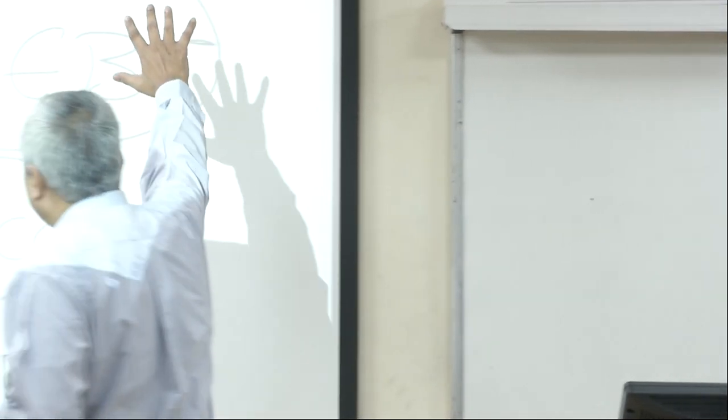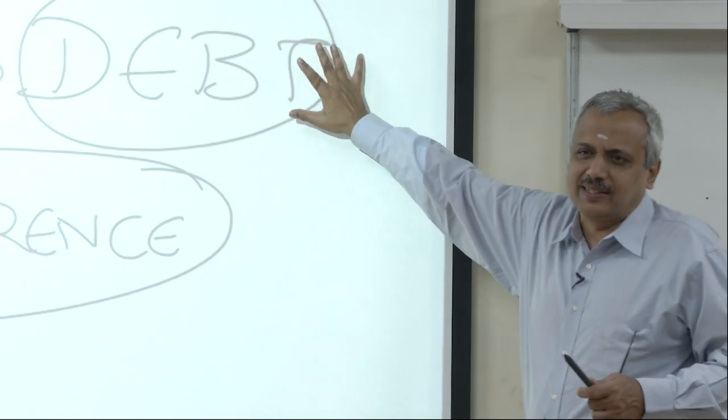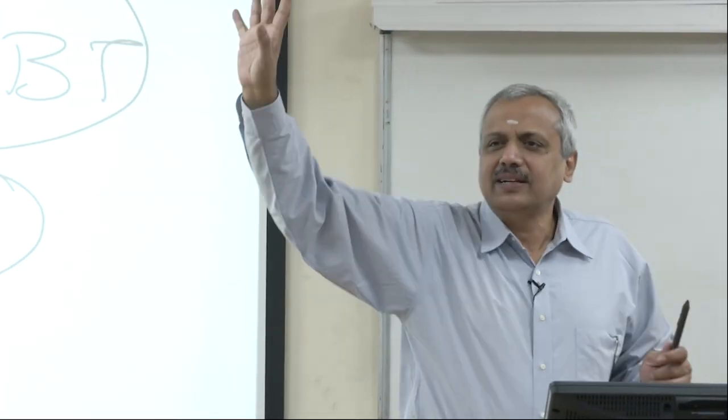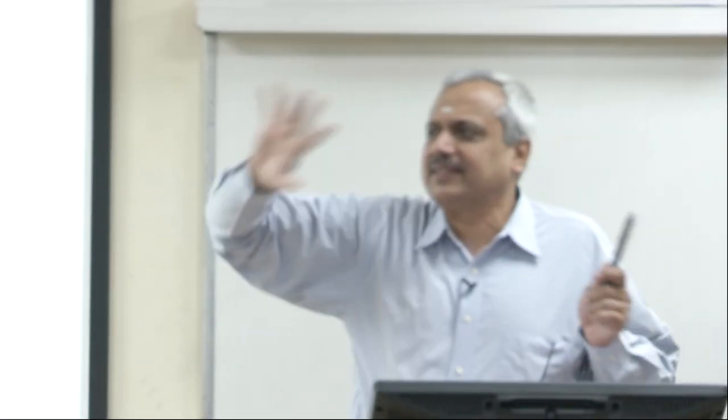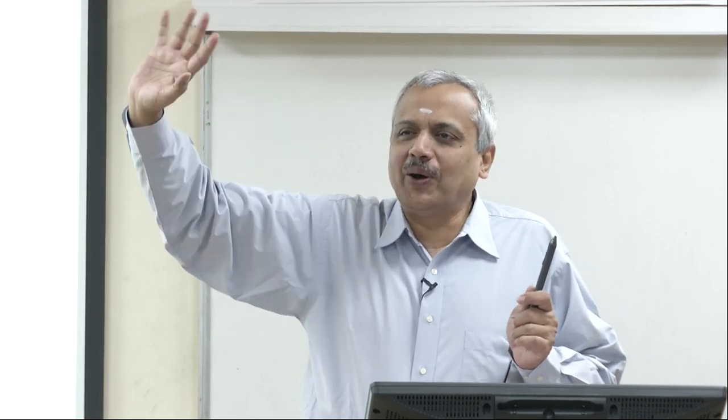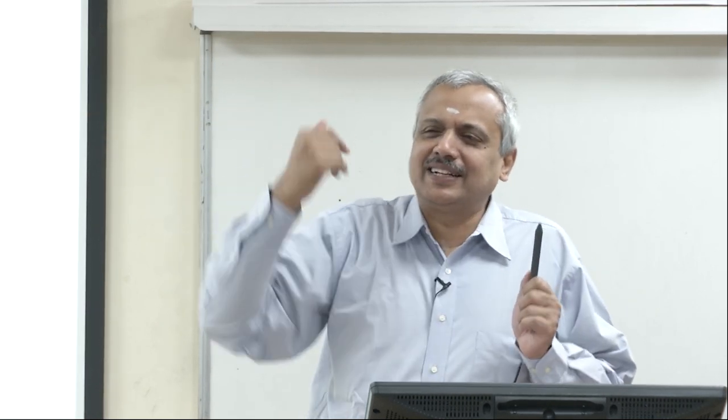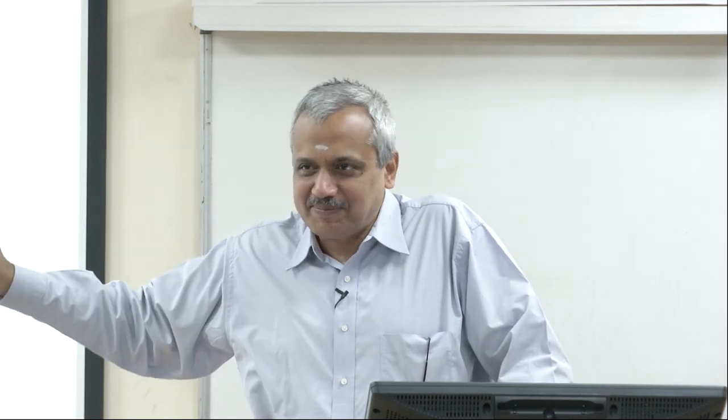External commercial borrowing, all that will be debt, sir. That's all. It's a simple four-letter word: debt, D-E-B-T. It will all sit there. Any borrowing sits there. It can be external commercial borrowing, it can be foreign currency borrowing, anything it can be. All borrowing is debt.